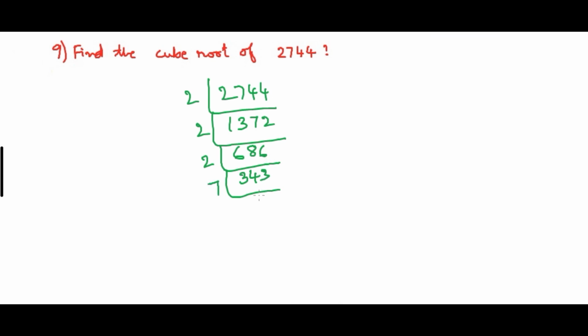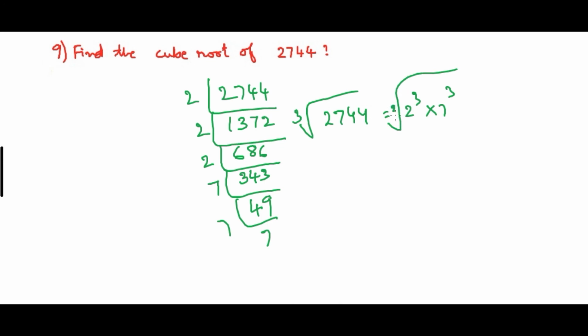Let's see with 7. So 7, how many times? 7 5s are 35, 7 4s are 28, 63 is 9. So again 7 7s are 49. So this will be equal to 2744 is equal to 2 cube into 7 cube. If I take cube root of it, it will be equal to 2 into 7. So the answer would be 14.